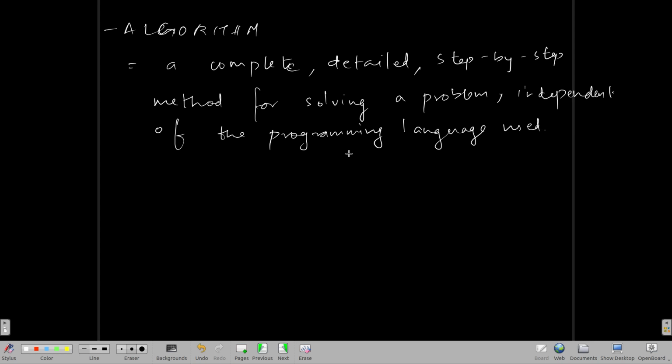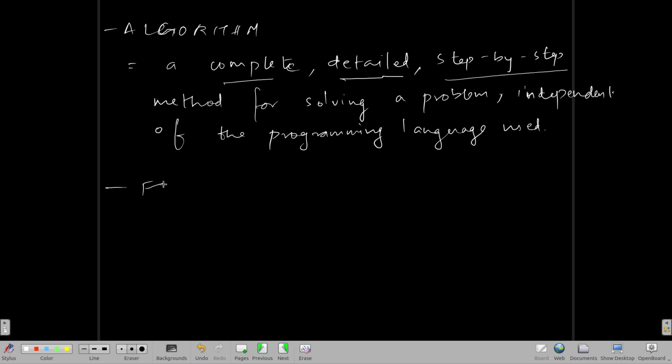Right. So let's start from the bottom. It should be independent of the programming language used. That is, when you're writing an algorithm, you should be able to adapt this particular algorithm to whichever programming language we are using, because basically we are just writing down the logic. The implementation differs from language to language, right? And the other thing is that it should be complete. It should be a step-by-step method for solving whatever problem, and it should be detailed.